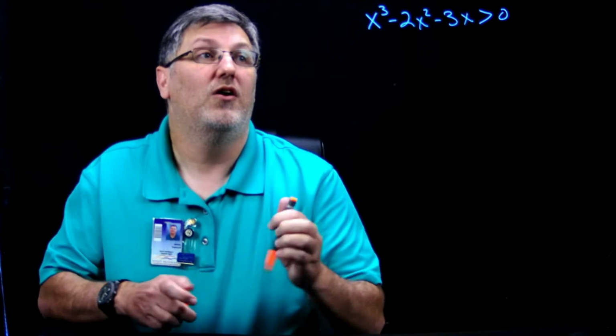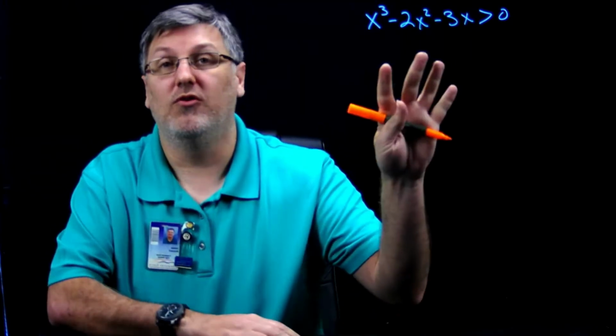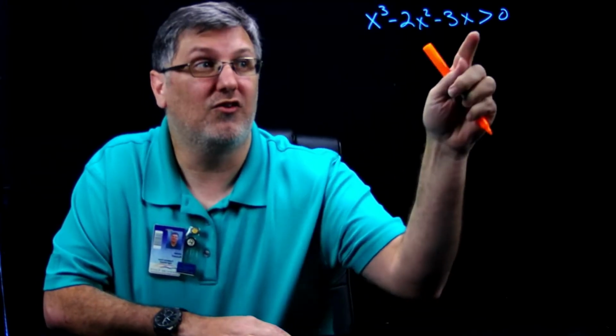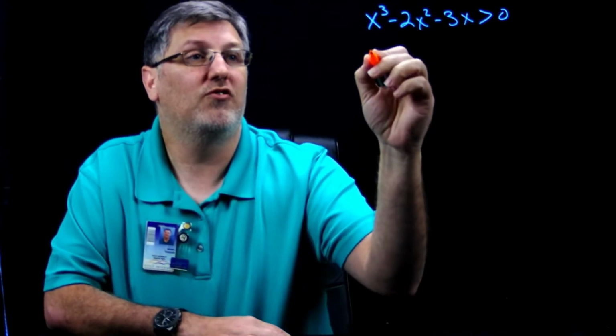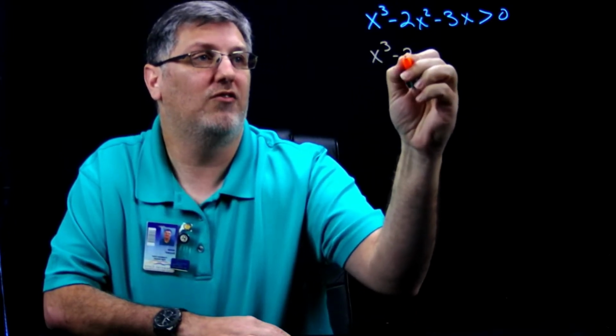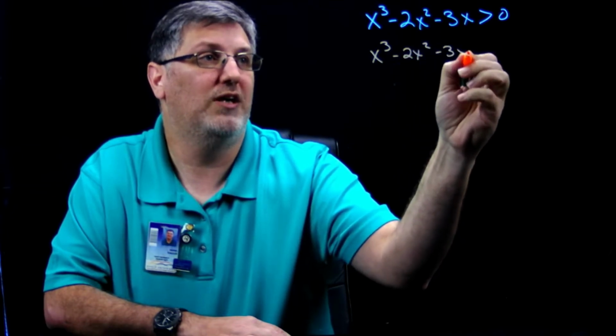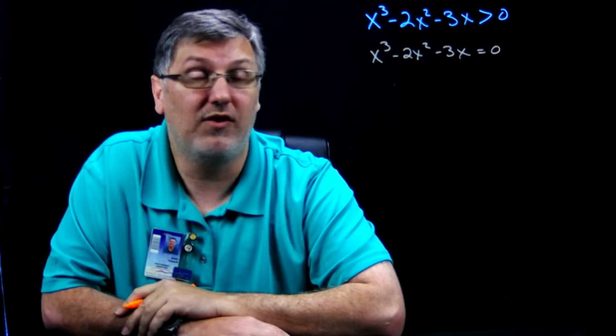So I have a polynomial inequality here. We have x cubed minus 2x squared minus 3x greater than 0. All right. So really what I'm going to do with this is I'm going to treat this greater than sign as an equal sign for right now. So I'm just going to rewrite this as x cubed minus 2x squared minus 3x equals 0.